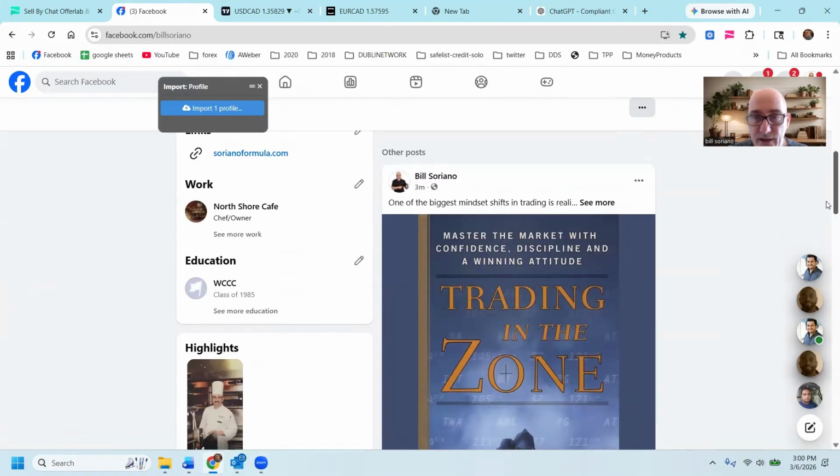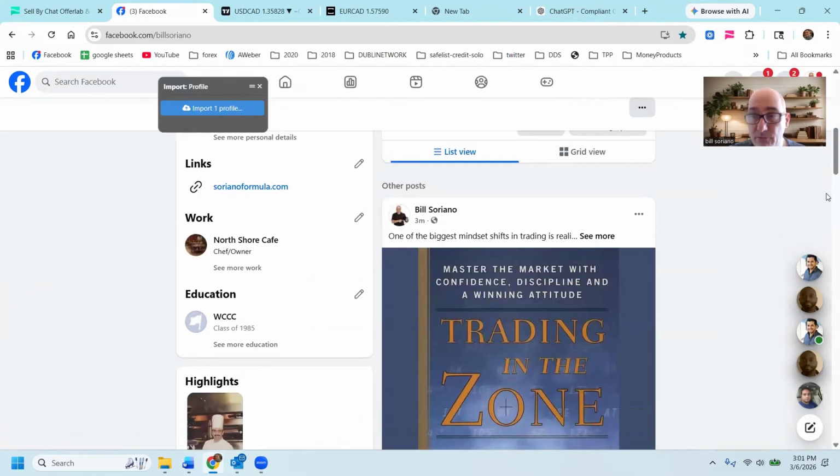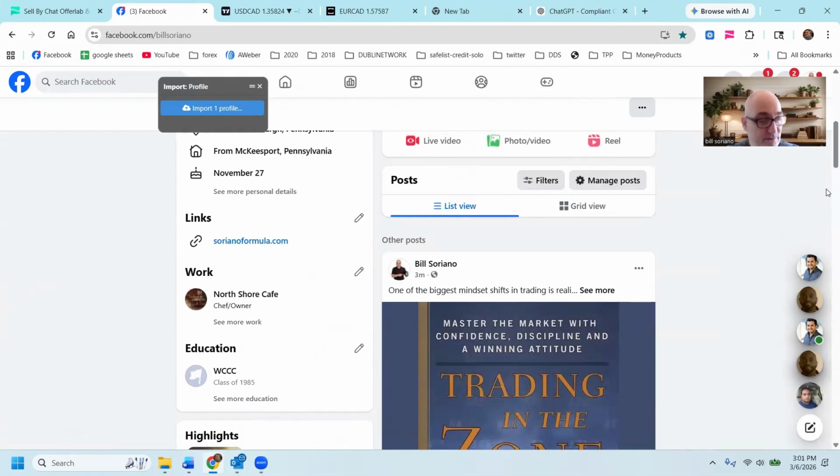So and you can see the Trading in the Zone book by Mark Douglas. This is a very good book. I recommend you read it. It's a long book, but you can get it on Audible. You can get an audiobook version of it. If you're on Amazon, you can get Audible, and you can get this book here, and you can listen to it while you're at the gym or driving in the car.